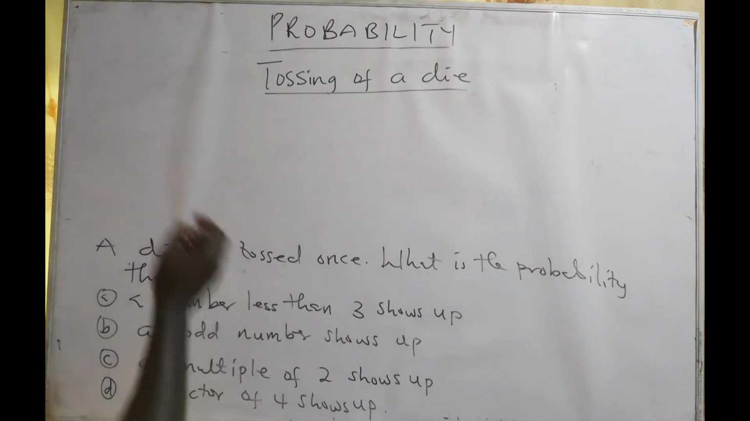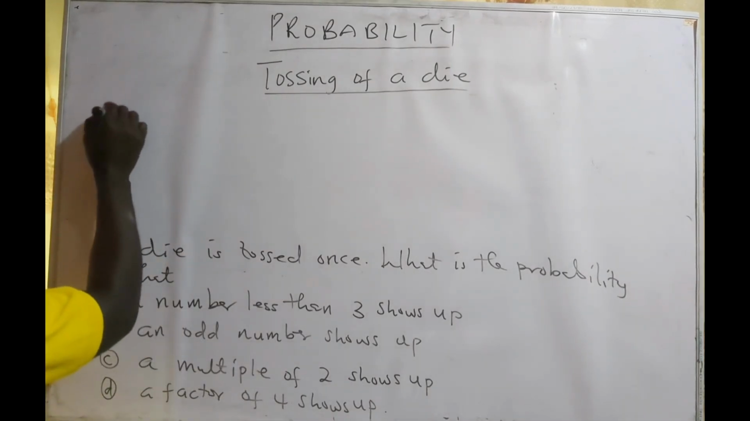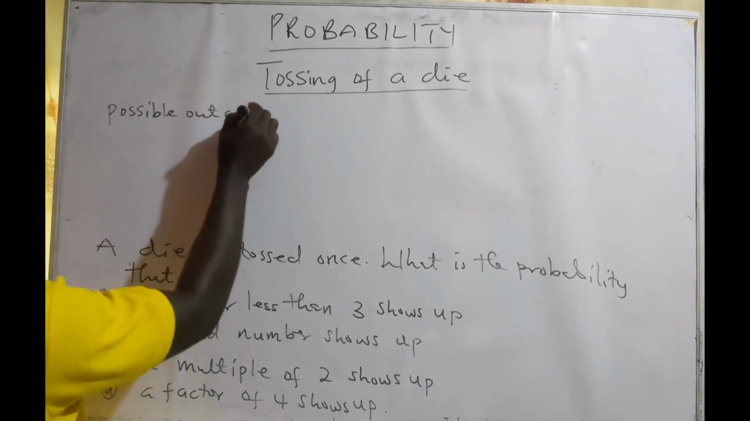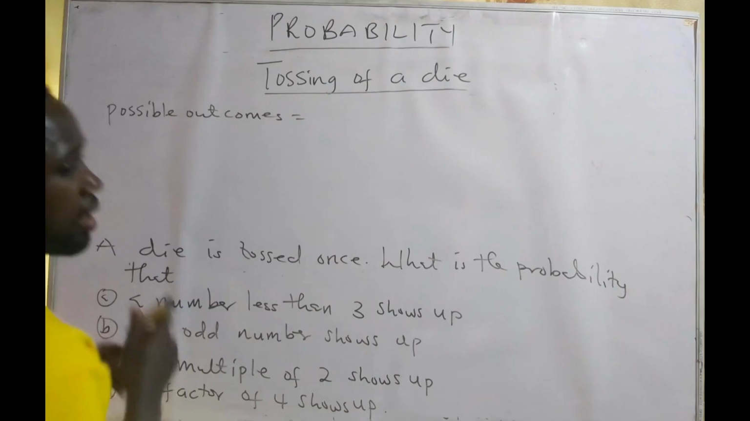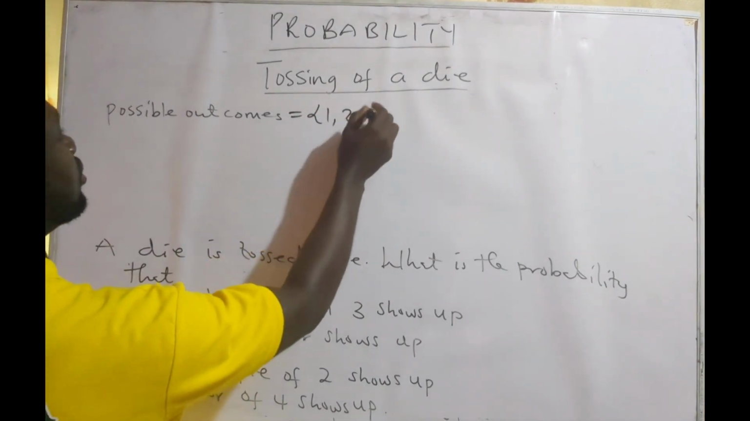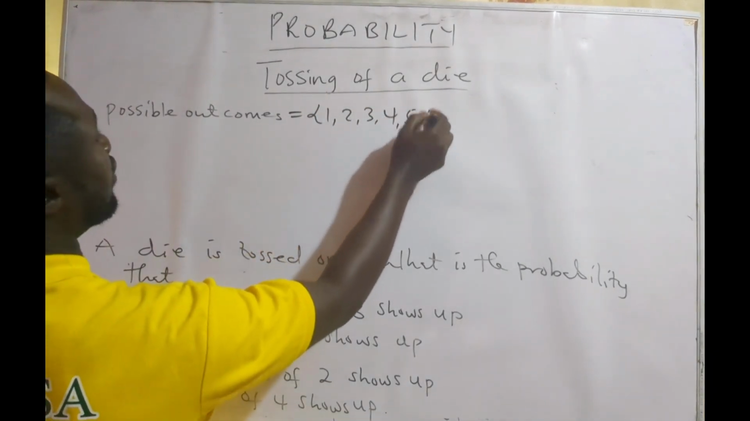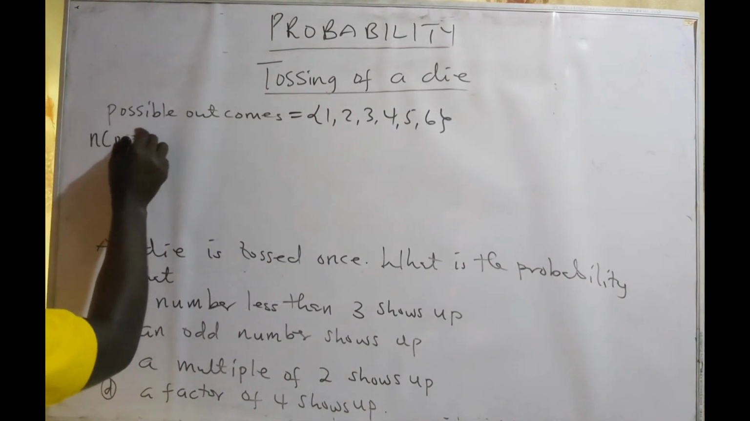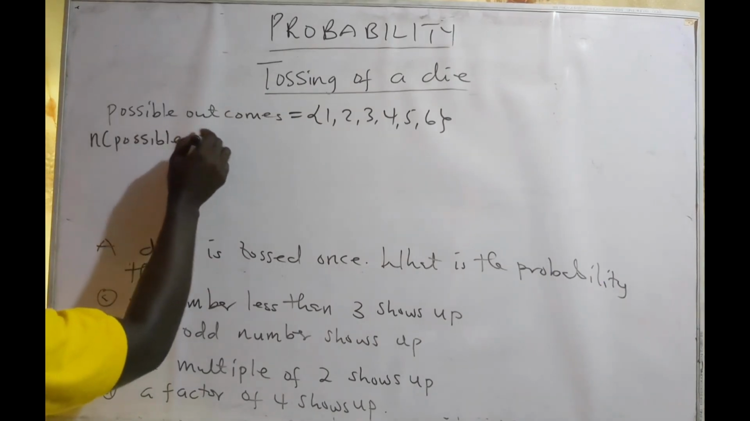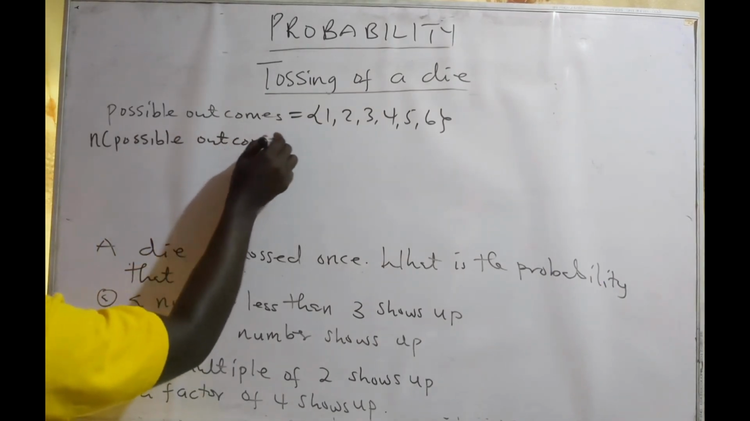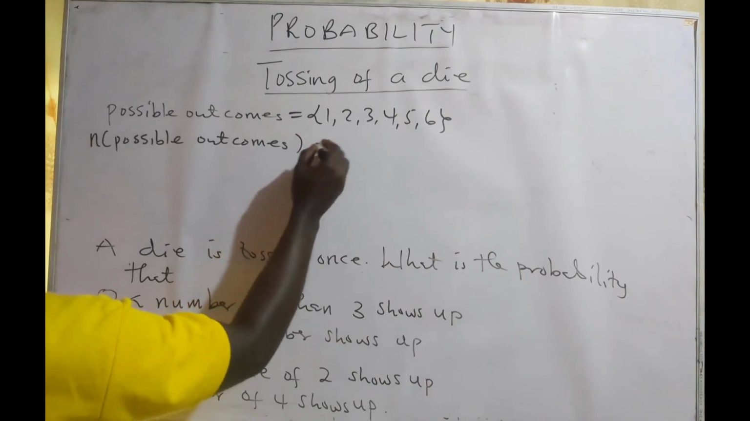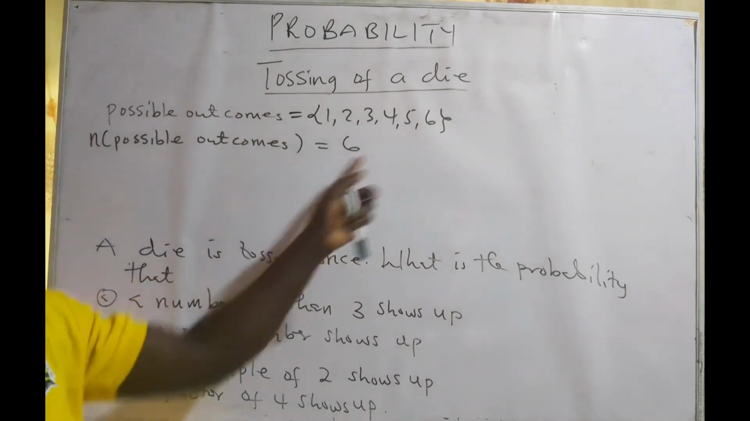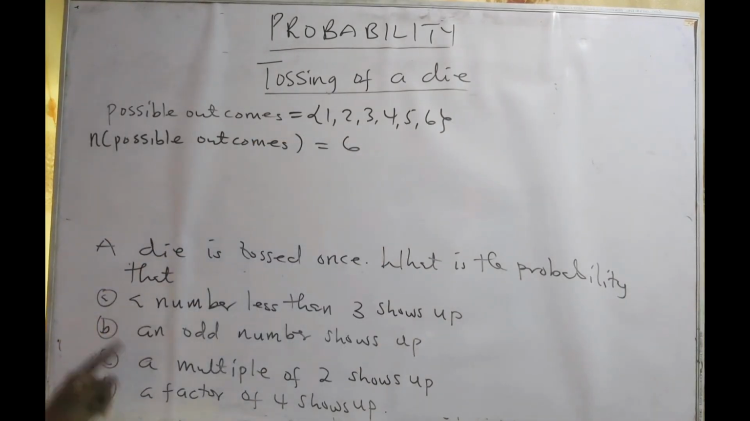When a die is tossed once, you have to list your possible outcomes: 1, 2, 3, 4, 5, and 6. Then you have to state your number of possible outcomes. My number of possible outcomes is 6. So a die is tossed once, these are the possible outcomes and the number of possible outcomes.